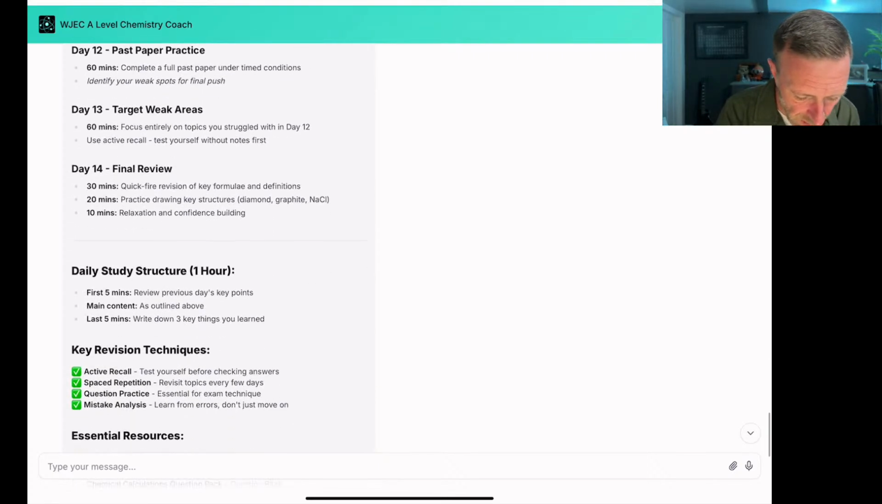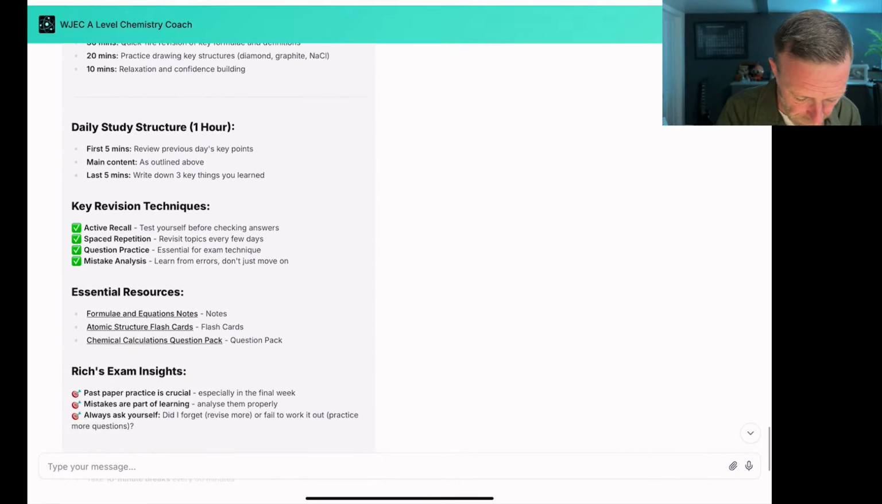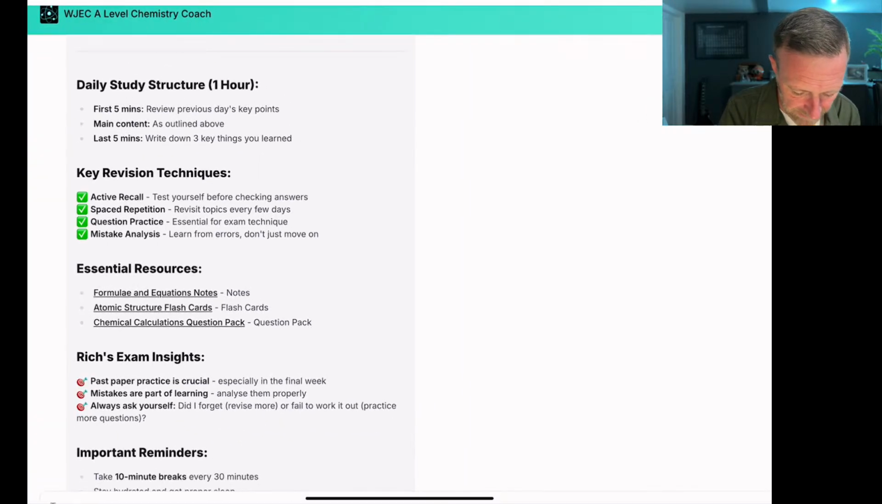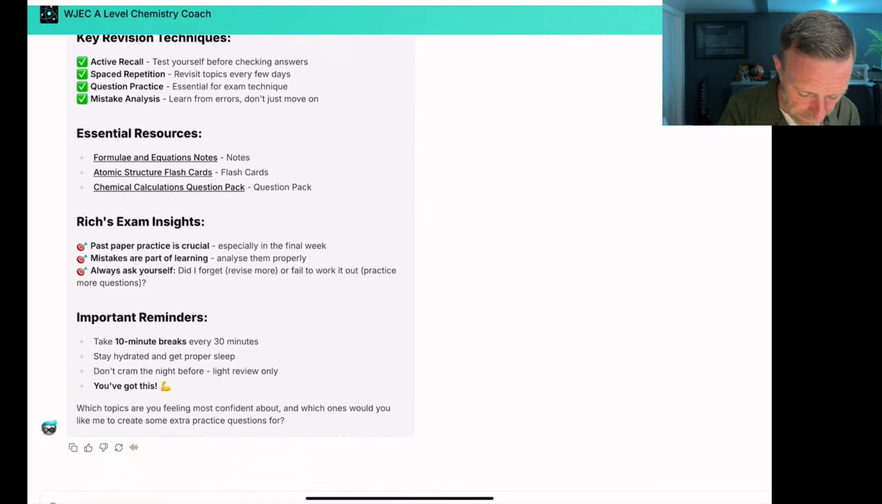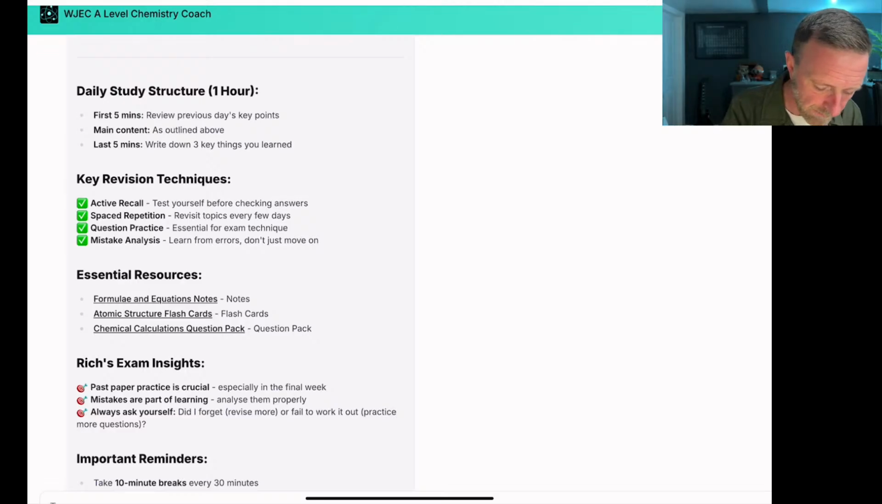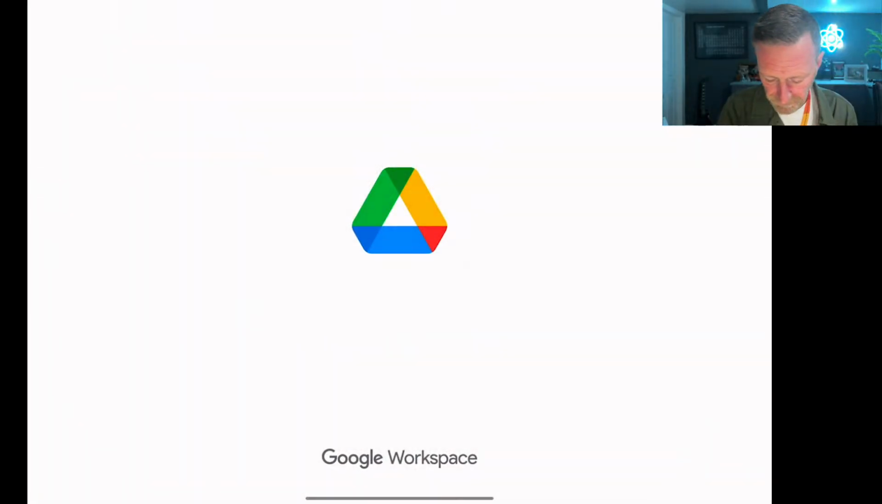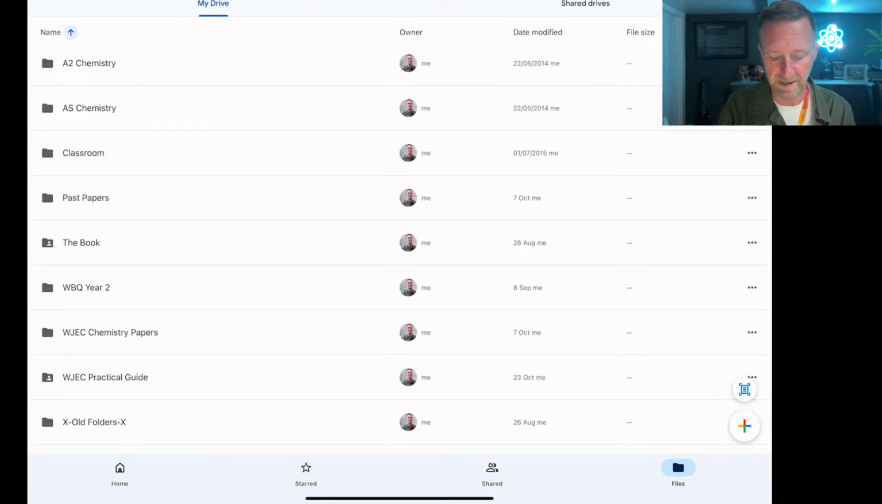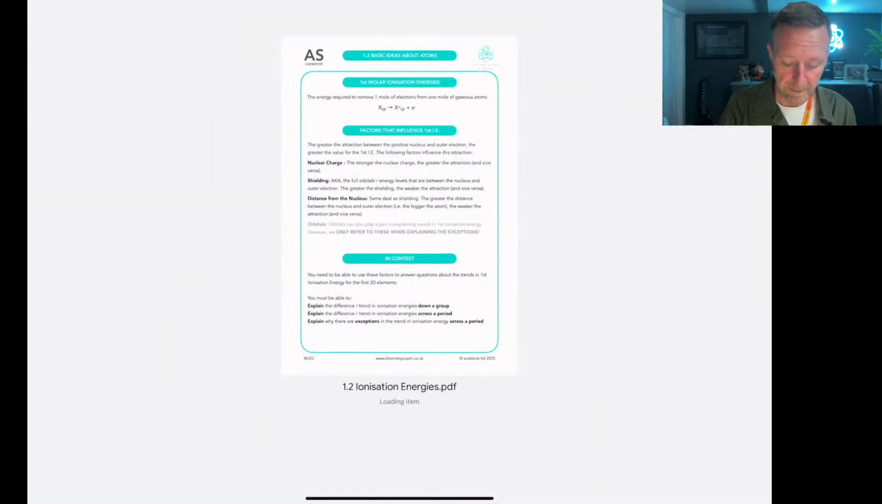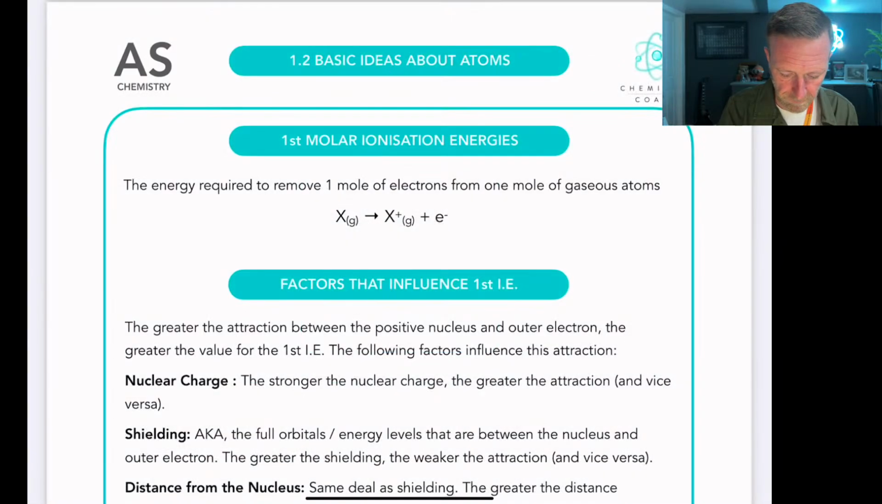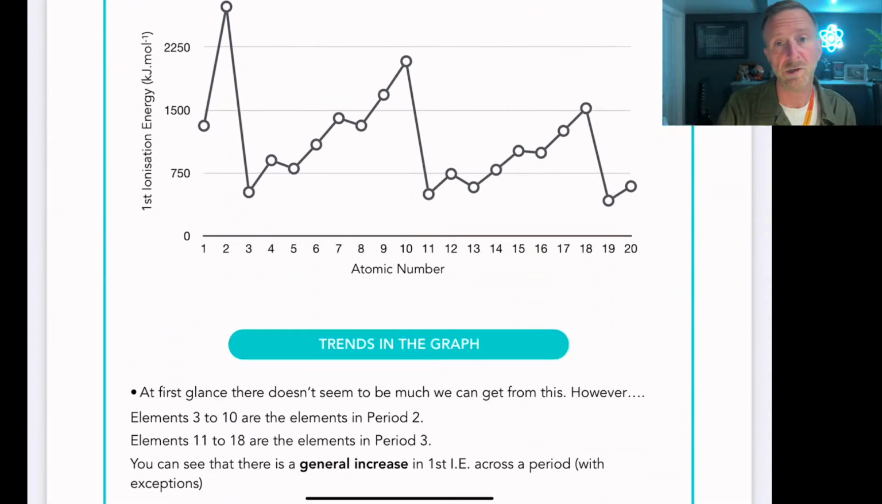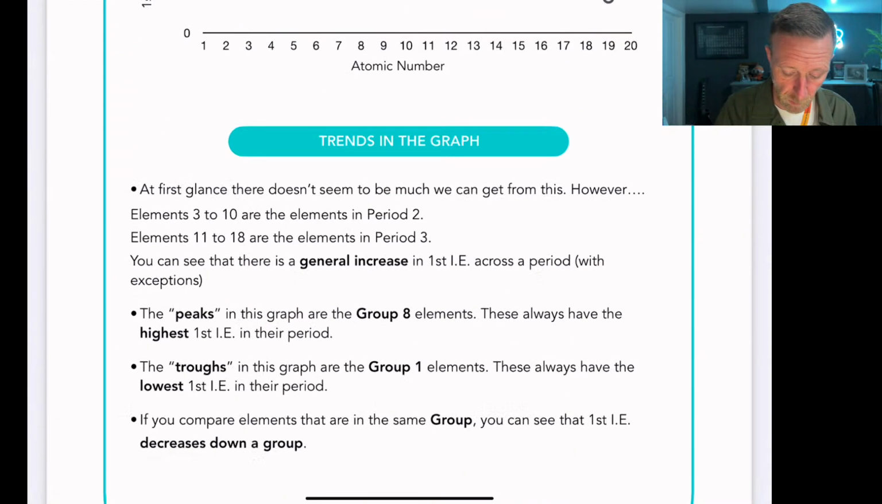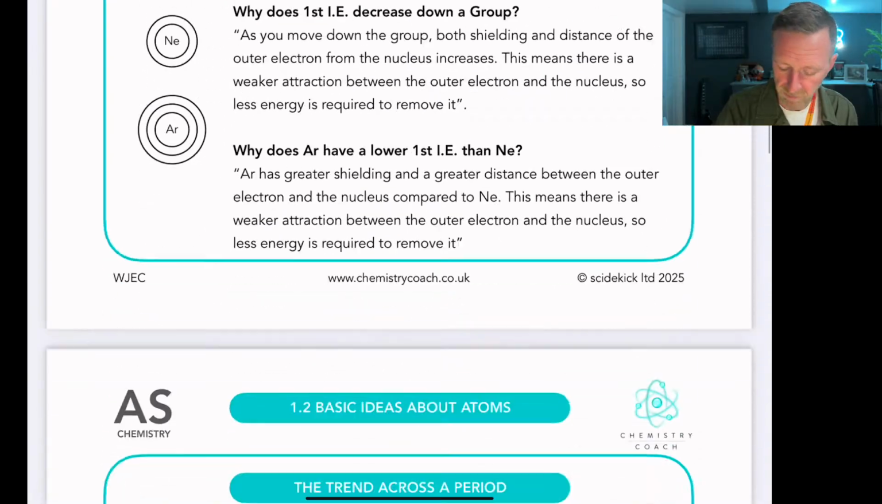Okay. So study structure, essential resources. So what it's doing is it's linking to notes, flashcards and question packs that I've written as well. My exam insights, important reminders. So let's talk about the notes for a sec, actually. So essentially the notes are here for you to be able to download. So it's just loading those up. Okay, so it's loading up the actual notes for this, which you've got access to as part of Chemistry Coach. You can download all of these notes, and here they are, just in all their glory.